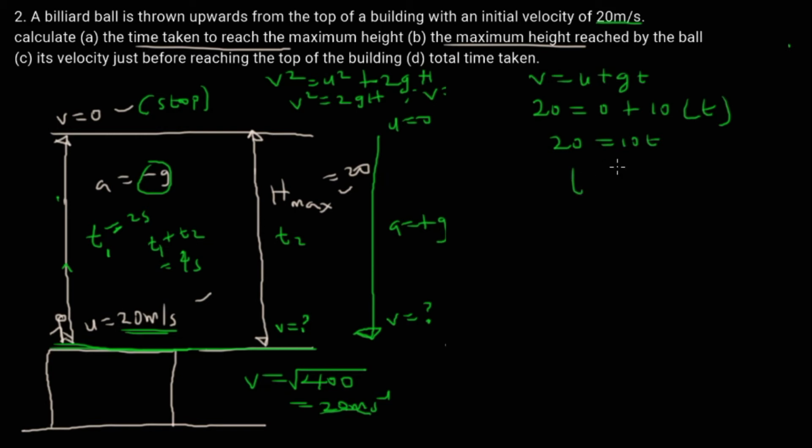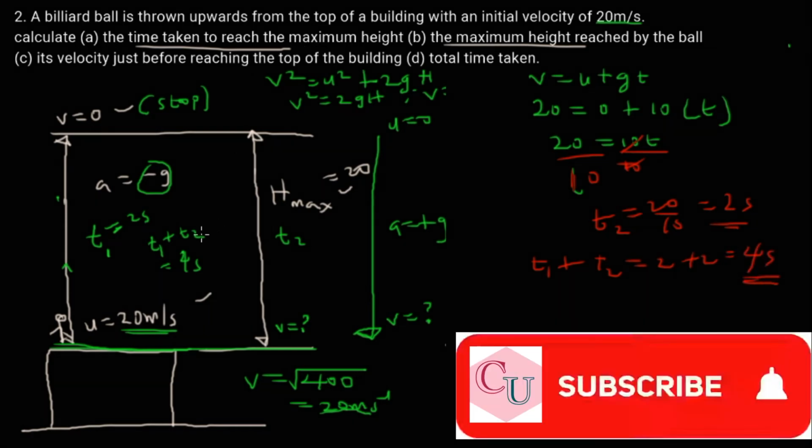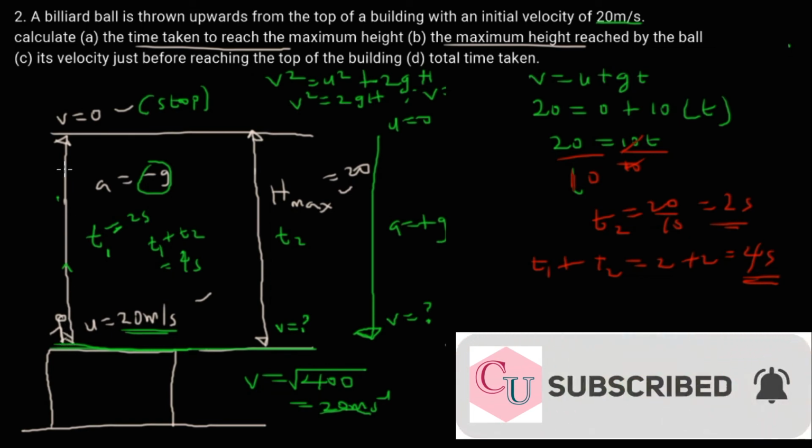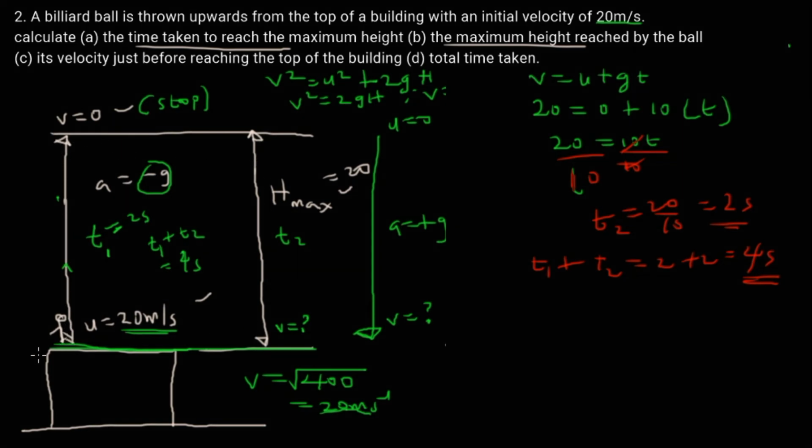So we can divide both sides by 10 in order to obtain t. 10 cancels 10, so t is equal to 20 upon 10, and t2 is equal to 2 seconds. So the total time taken is t1 plus t2, which is 2 plus 2, and that's equal to 4 seconds. So that is it. You need to know the scenario, what will happen to an object when it is moving upwards and when it is returning to the ground.